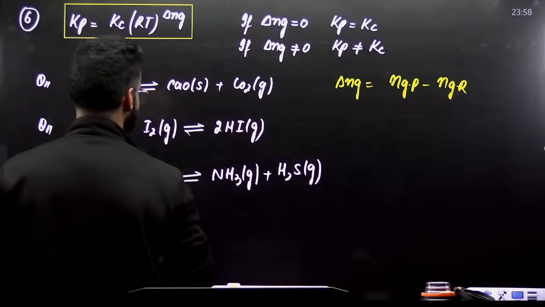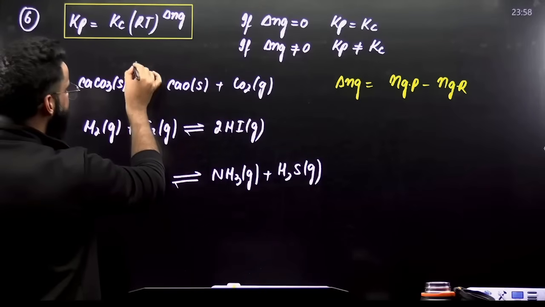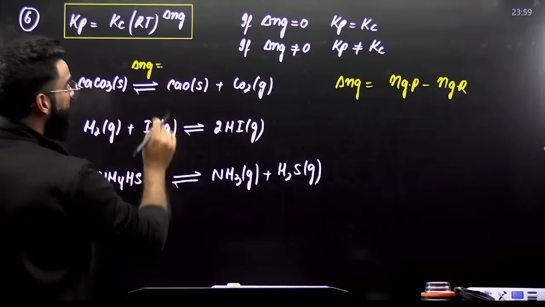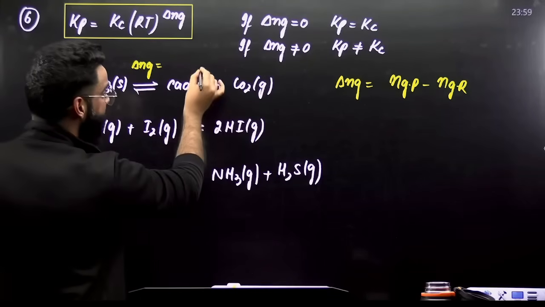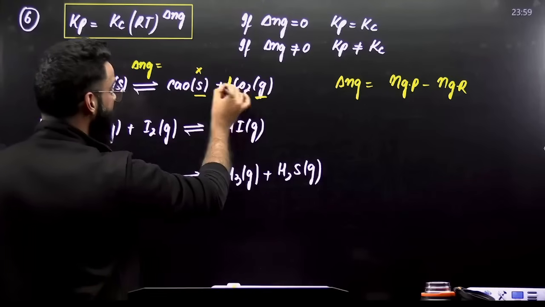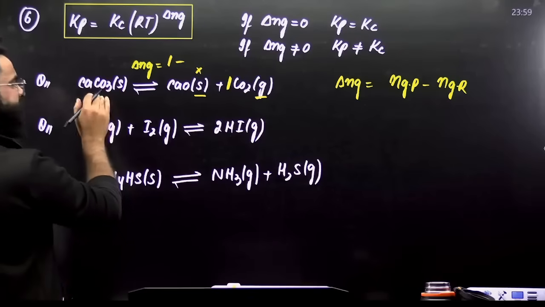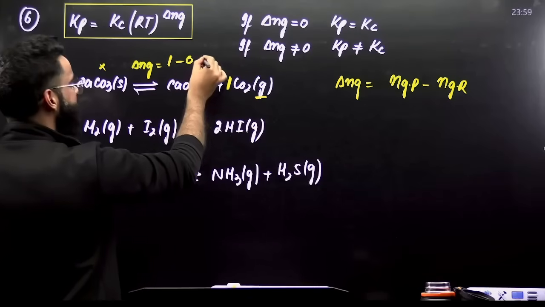For example, this is the reaction. Calculate delta Ng for this reaction. I would say delta Ng is equal to number of moles of gaseous product. This is not the gaseous product, this is the gaseous product. How many moles? 1. Minus number of moles of gaseous reactant. There is no gaseous reactant, so delta Ng is 1.